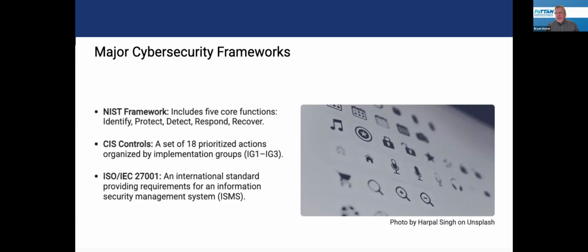The ISO IEC 27001 stands as a globally recognized standard. It outlines how to implement an information security management system and is often pursued for certification to demonstrate compliance with maturity. Together, these frameworks provide versatile tools suitable for different organizations' contexts and educational scenarios.